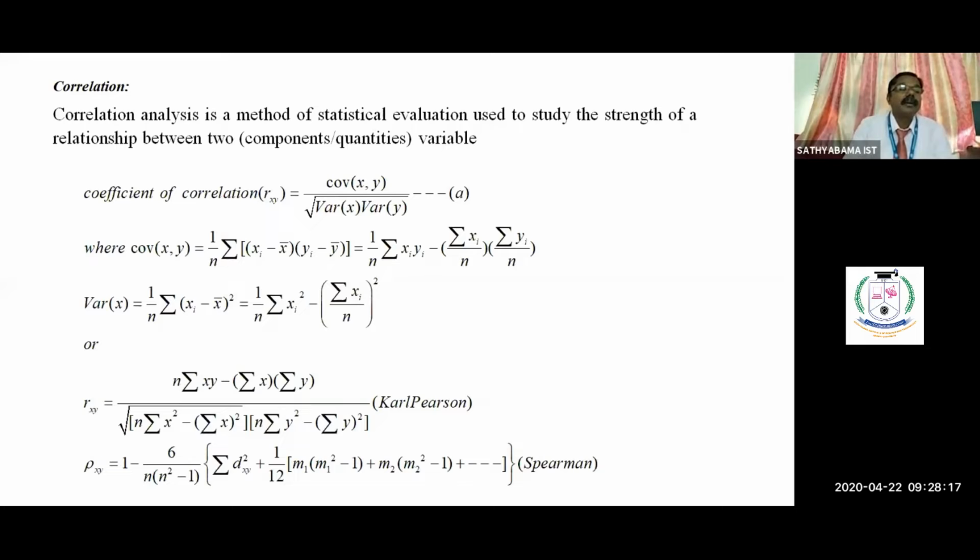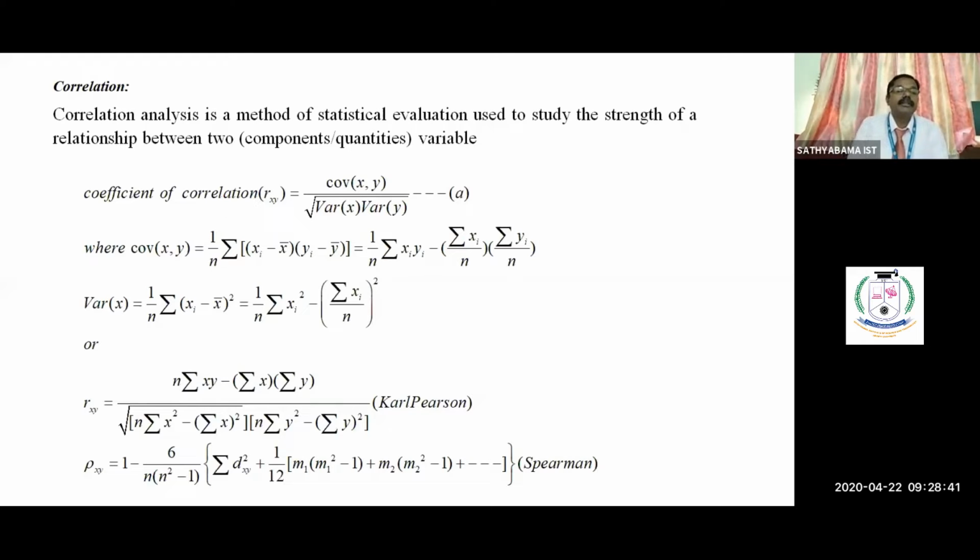Correlation. Correlation analysis is a method of statistical evaluation used to study the strength and relationship between two components. Here, two components means we have taken a pair xi, yi. One may be dependent, the other may be independent.